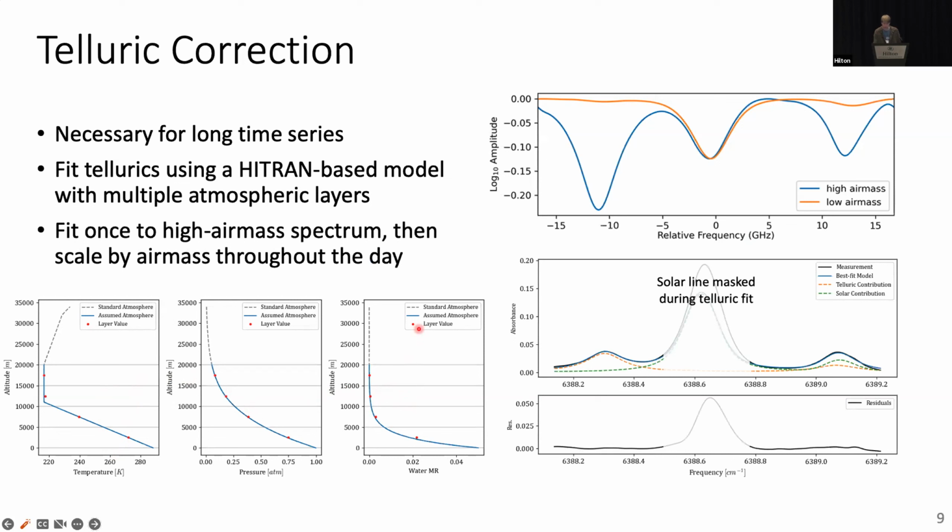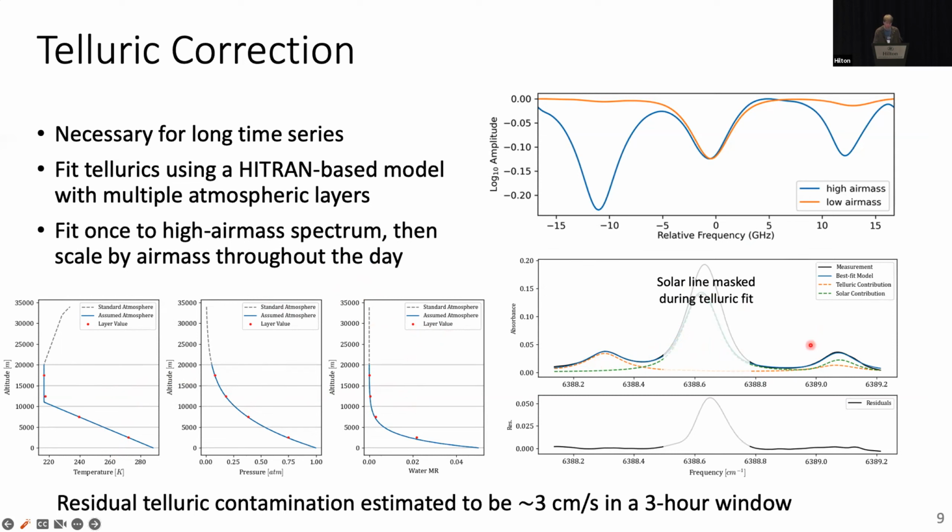We currently only fit once using high air mass data from early morning exposures and scale that throughout the rest of the day. And we also mask out the strong solar line to emphasize the telluric information in the fit. By perturbing our fits to the telluric model, we estimate that the residual telluric contamination contributes a drift of about 3 centimeters per second in a 3-hour window.